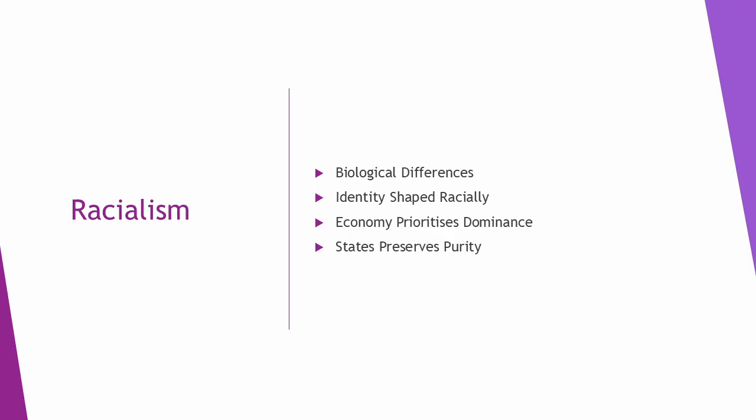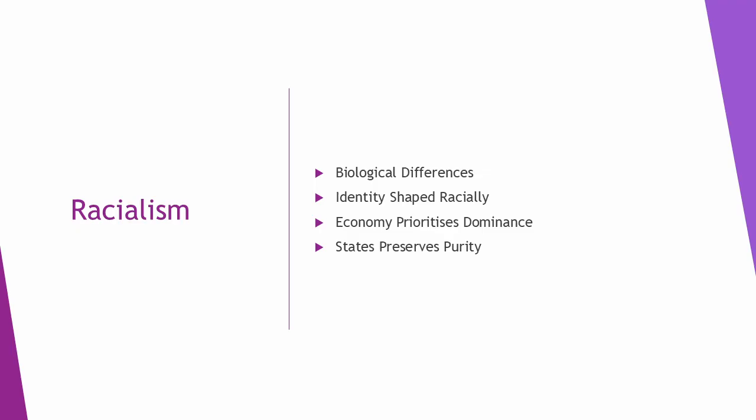Based on the idea of racialism, the nationalist view on human nature states that human behavior and identity are shaped by racial traits. Based on the idea of racialism, the nationalist view on the economy states that economic organization should prioritize the perceived interests of the dominant racial group.